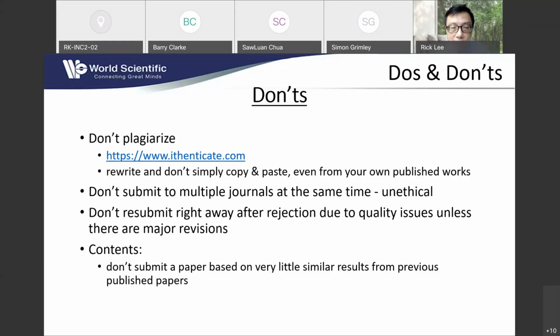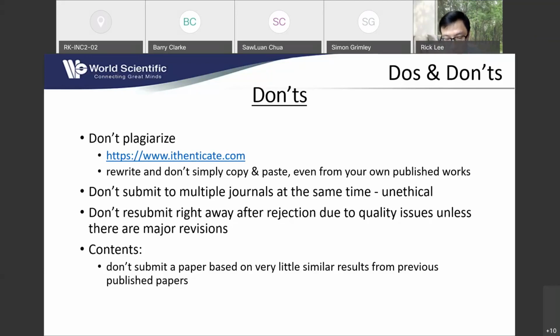One of the things I can share with you is how publishers identify plagiarism, through iThenticate. It's basically a service. It helps to compare your submitted article with a pool of millions and millions of articles and see any similarities. So this is one way we try to identify any plagiarism.